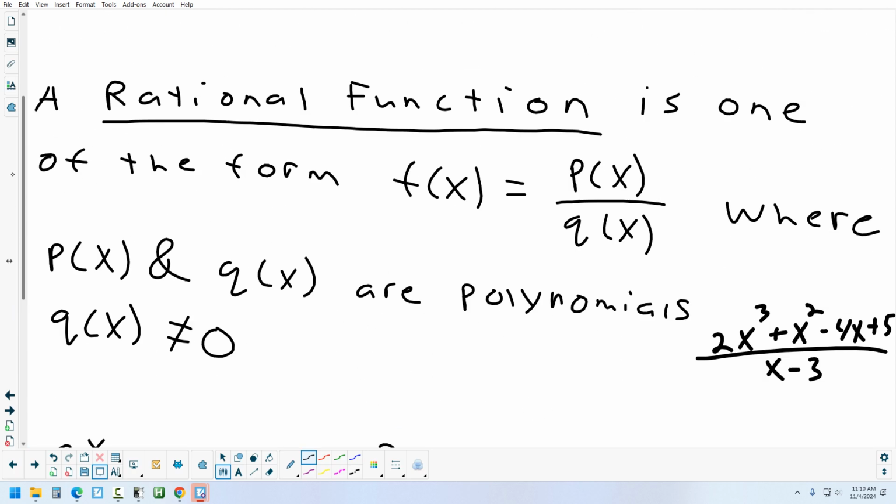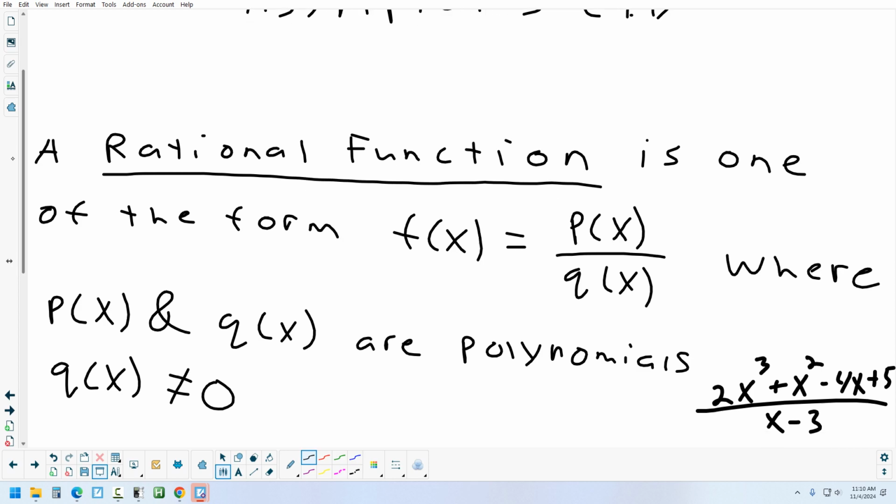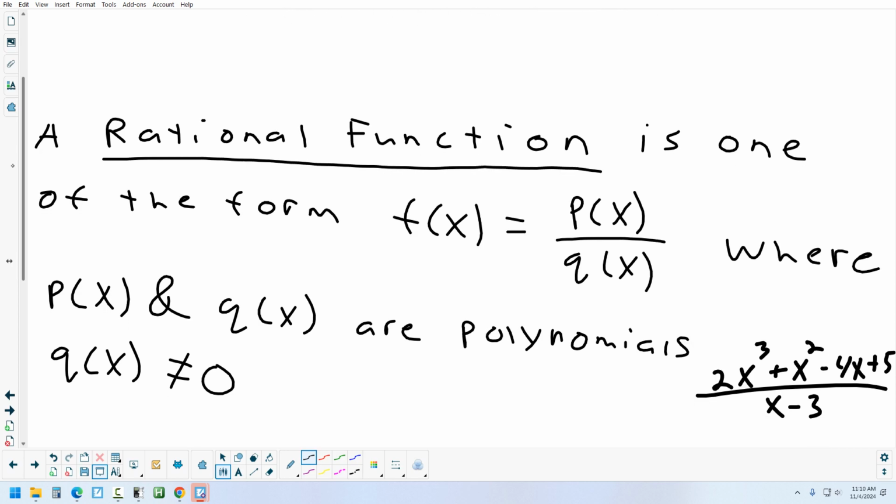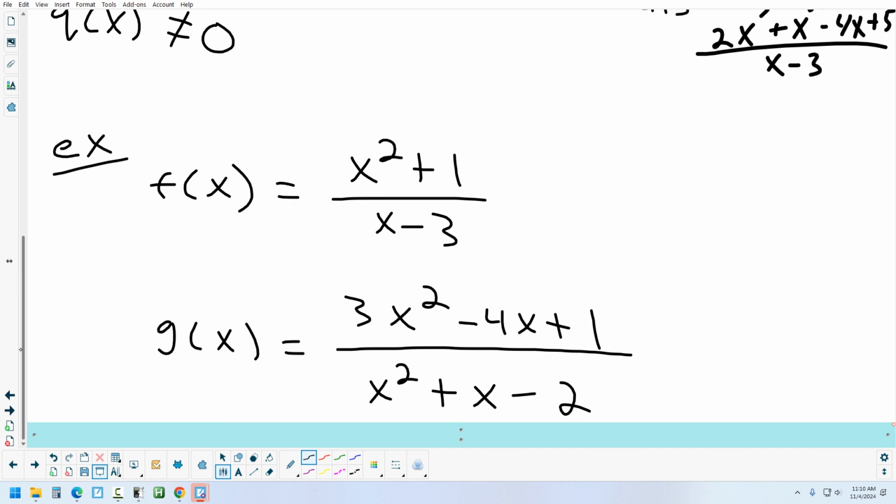Any question on what a rational function is? Remember, you just can't have 0 in the bottom. And what we're going to do with rational functions this week is focus mostly on how they look when you draw them. 4.3 we're going to do next week. That's solving them. But this week is mostly going to just be sketching them.